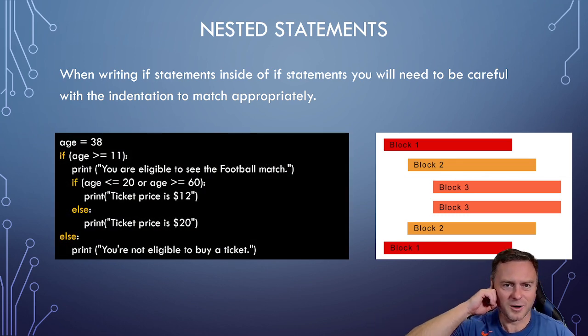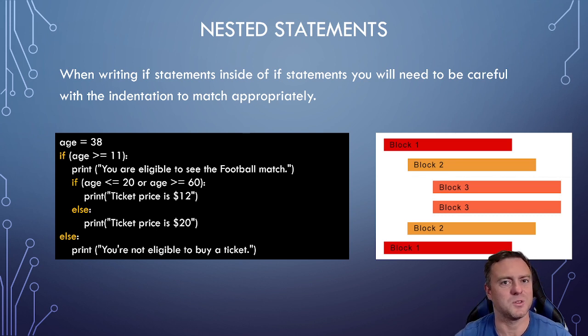So this is a little program I built here that checks the age. So it checks to see if the age is greater than or equal to 11. If you are, you're eligible to see the football match. And then it checks to see what price the ticket is. So if the age is less than or equal to 20, or the age is greater than or equal to 60, then you print the ticket price as $12.